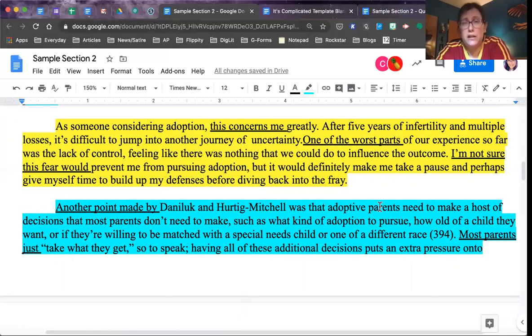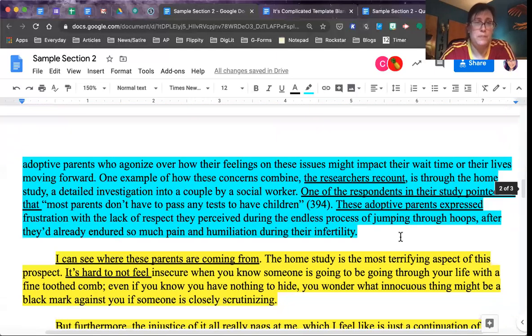So I transitioned back to a they say. Another point made by Daniluk and Hertig Mitchell was that adoptive parents need to make a host of decisions that most parents don't need to make, such as what kind of adoption to pursue, how old of a child they want, or if they're willing to be matched with a special needs child or one of a different race, 394. Most parents just take what they get, so to speak. Having all these additional decisions puts an extra pressure onto adoptive parents who agonize over how their feelings on these issues might impact their wait time or their lives moving forward.